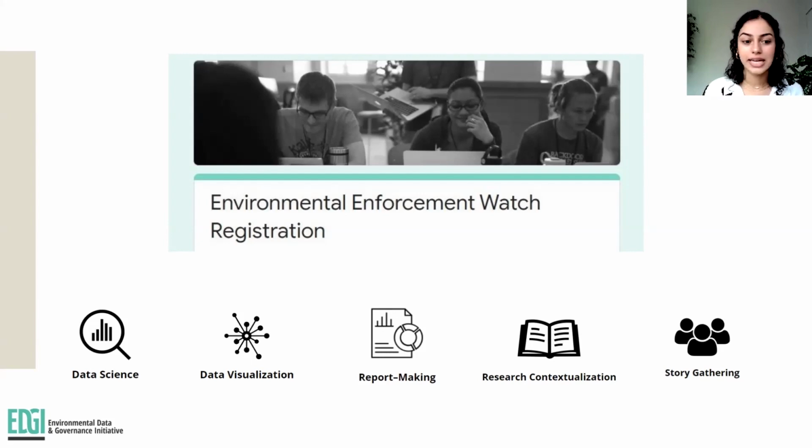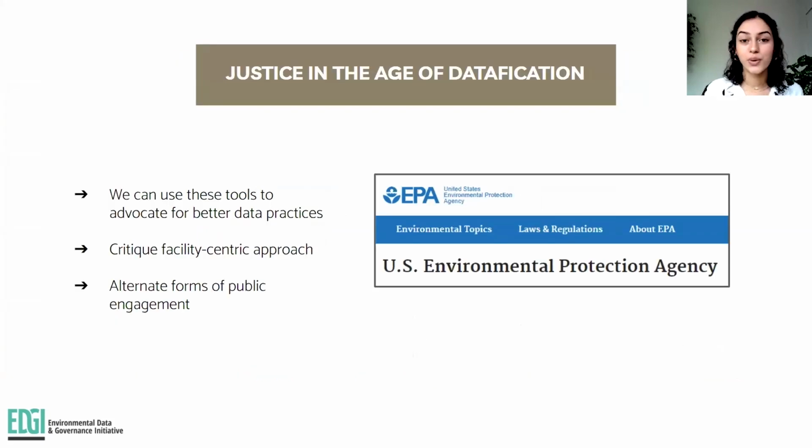We want to keep facilitating this collaborative, action-based research that creates civic technologies, environmental data infrastructures, and equitable and transparent data care practices. With goals of data transparency, we recognize that justice looks different in this age of datafication. We can use the tools at our disposal to advocate for better data practices and intelligently critique the limitations created by this facility-centric approach that the ECHO database provides us. A long-term goal of EDGI is to inform EPA visions of alternative forms of public engagement, basically a Green New Deal of environmental data.